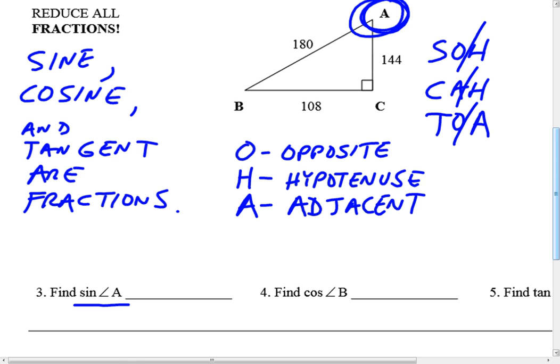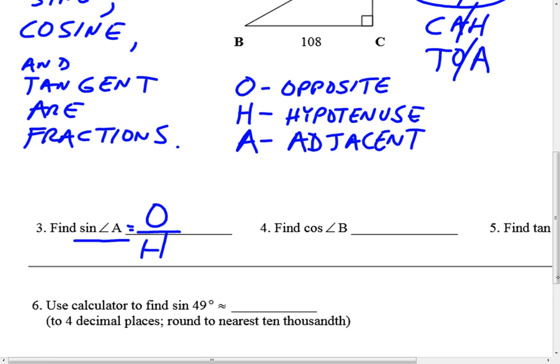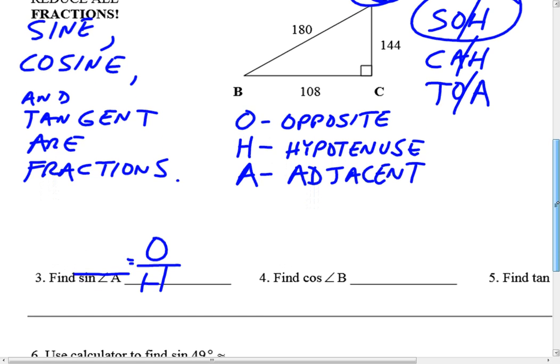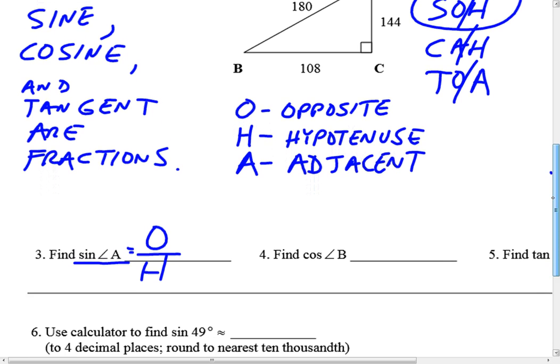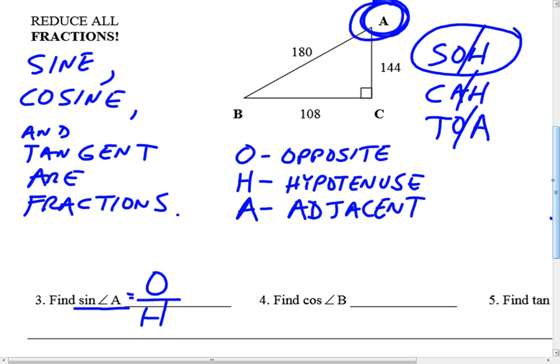So since we're looking for sine, what fraction do we want? We want O over H. So start with that. O over H. What is opposite that angle? 108 is directly opposite, or on the other side of the triangle from A. What is the hypotenuse of the whole situation? 180. That's not going to change.